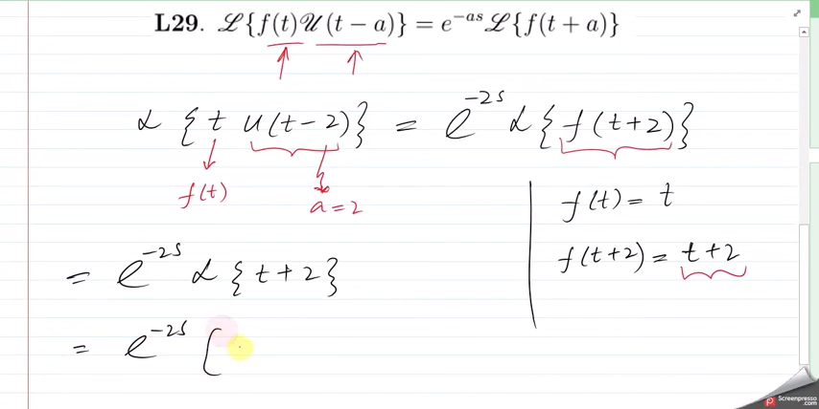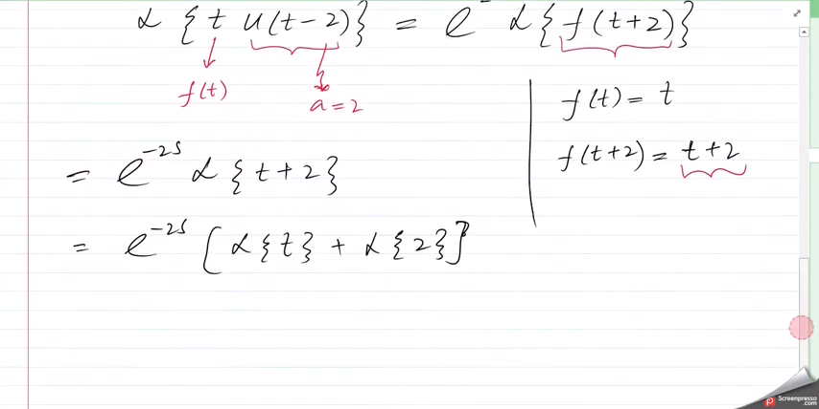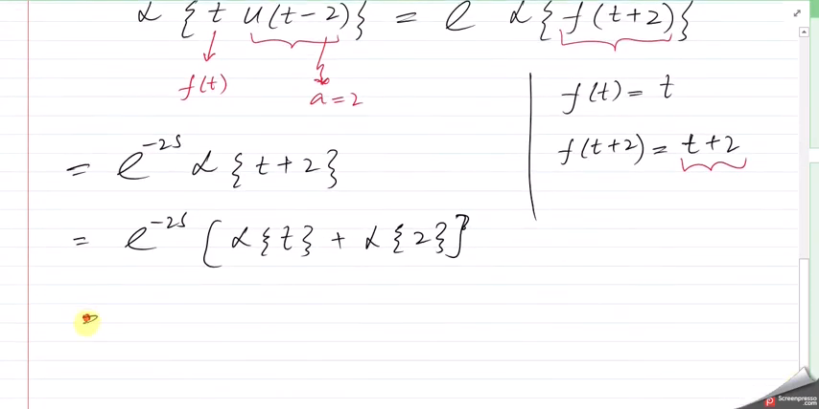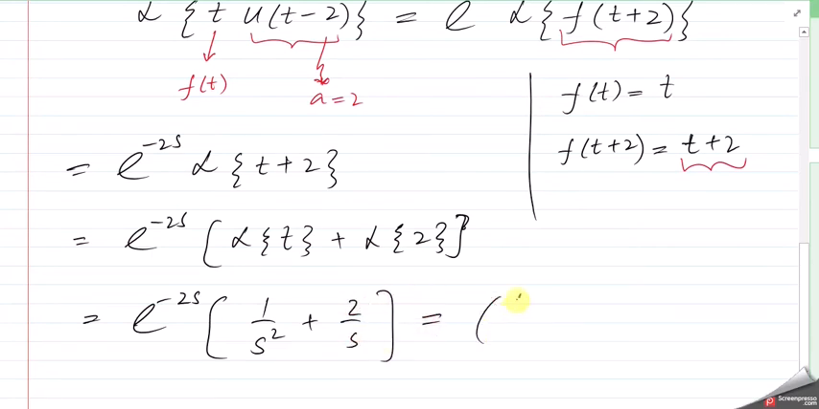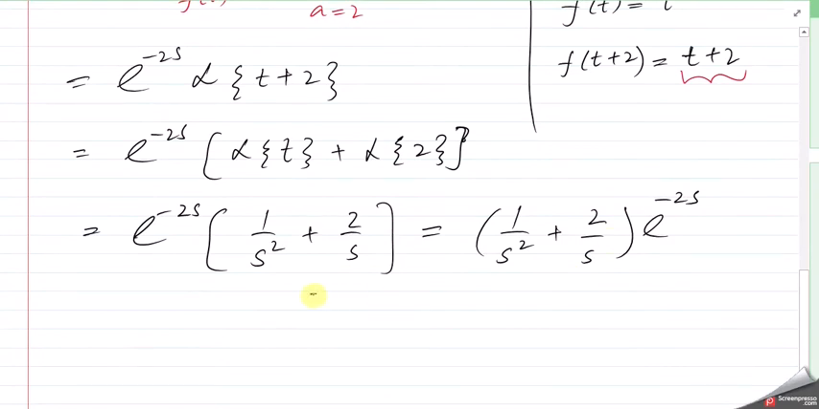We have to separate the Laplace of t and Laplace of 2 because there is an addition between, and Laplace can be separated over addition. We can keep e raised to minus 2s outside. It is multiplied with both 1 over s square plus 2 over s. So our answer is 1 over s square plus 2 over s, times e raised to minus 2s. No need to take the LCM, we can leave it here. So let's have a look at it again.